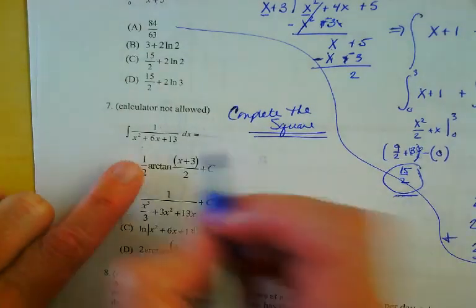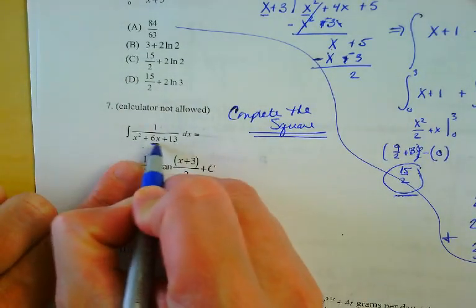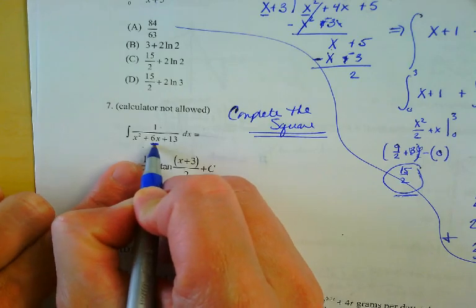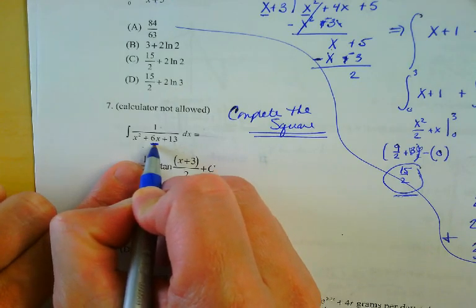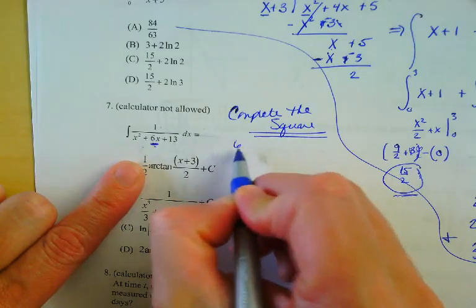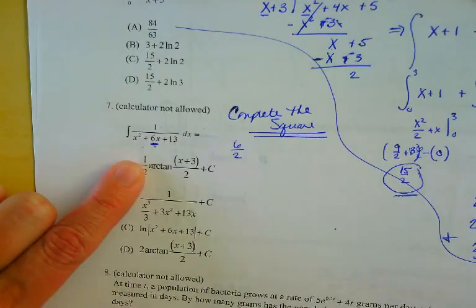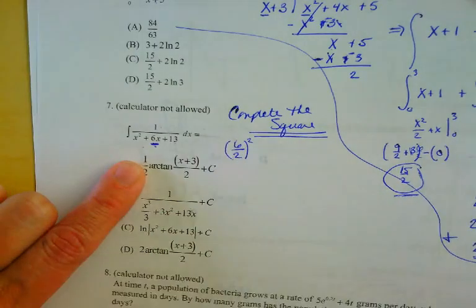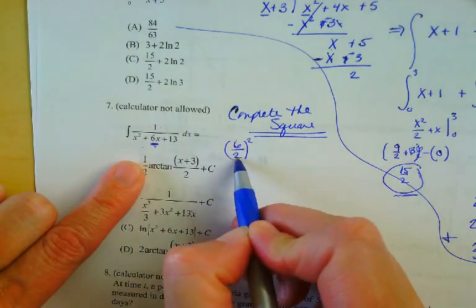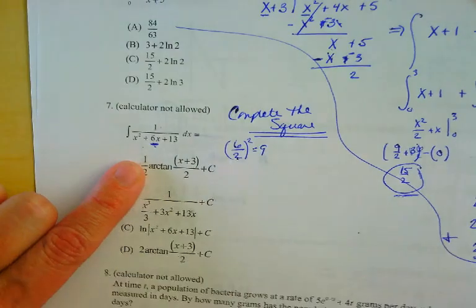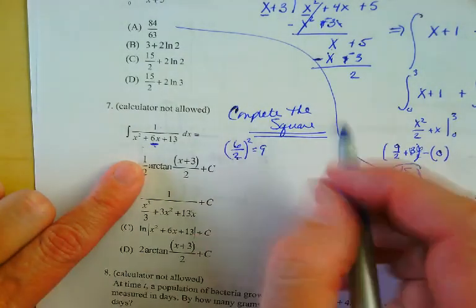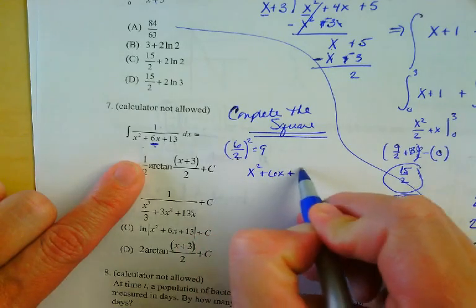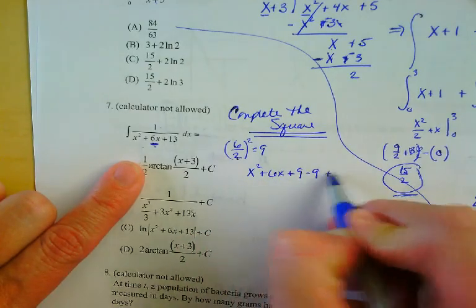Okay, so again, when you complete the square, you take that middle term, you cut it in half, you square it, and then you add and subtract it. So I'm going to take that 6, cut it in half. So again, you do this in Algebra 2. Square it. So 6 divided by 2 is 3. 3 squared is 9. So I'm going to add and subtract 9 right next to each other. So I'm going to say that's x squared plus 6x plus 9 minus 9 plus 13.